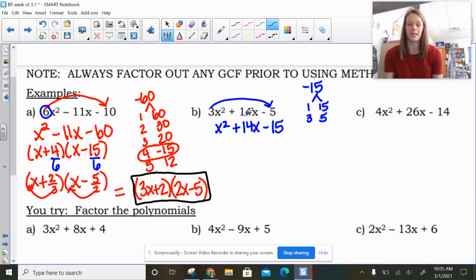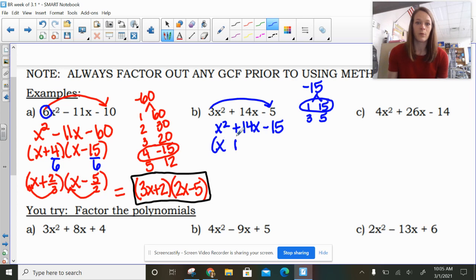So I need a 14. Well, 3 and 5 is not going to give me 14, so it's got to be 15 and 1. And then we'll figure out our signs. I need a positive 14. One of them has to be negative because that's a negative 15. So this one's going to be negative this time, and this one's positive. Negative 1 plus 15 will be a positive 14.